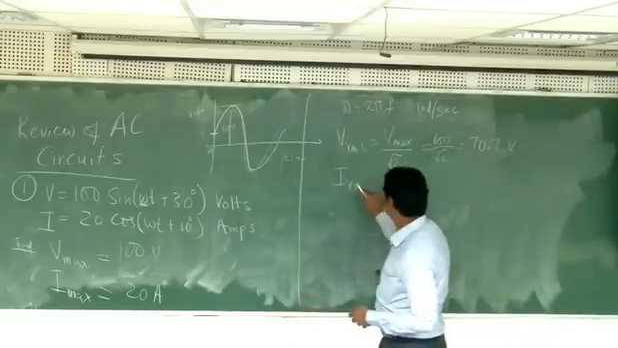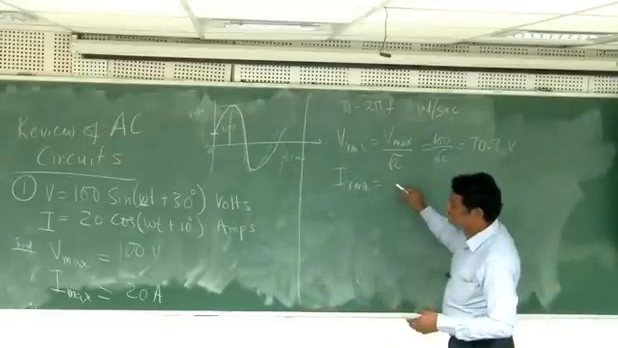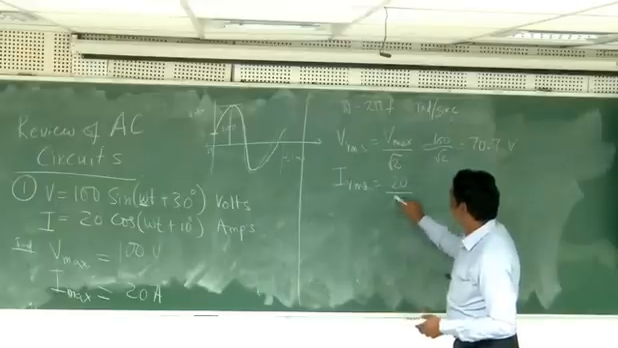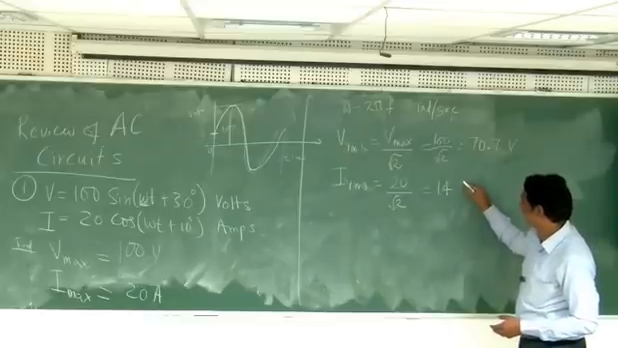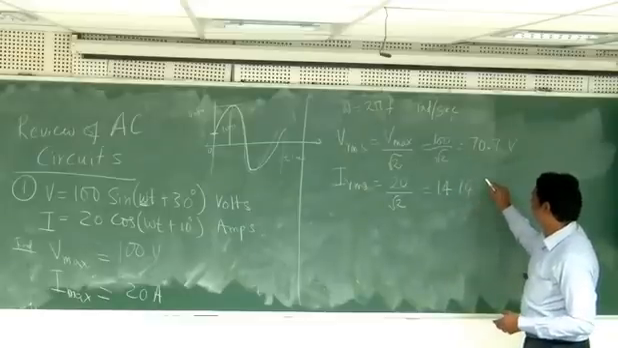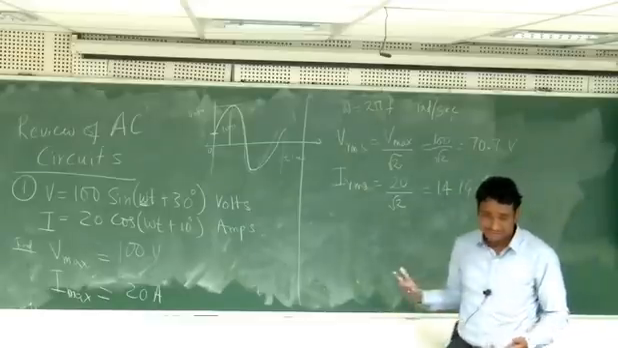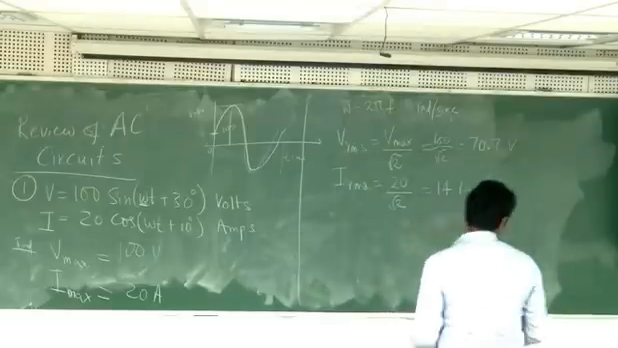What is Irms? Same logic. Take 20 amperes divided by root 2. How much will it be? 14.14 amperes. Okay, so this is about that part. What is the next part of the question?